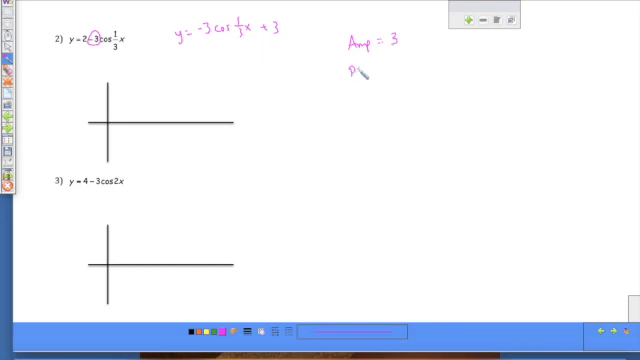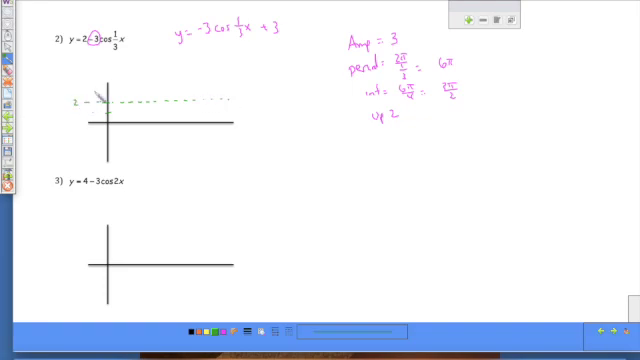Okay, period is 2 pi over 1/3. Dividing by 1/3 is multiplying by 3. So that's 6 pi. The intervals along the x-axis are going to be 6 pi over 4, which is 3 pi over 2. Okay, and last but not least, now we have a vertical shift going up 2. So the axis of our graph is now up 2. So that's our dotted line, up 2.